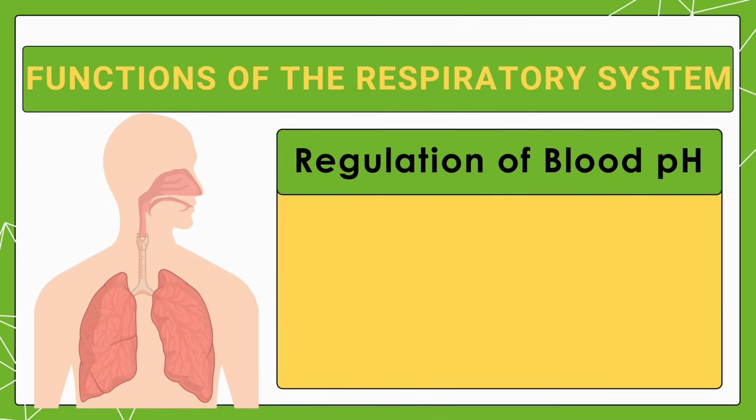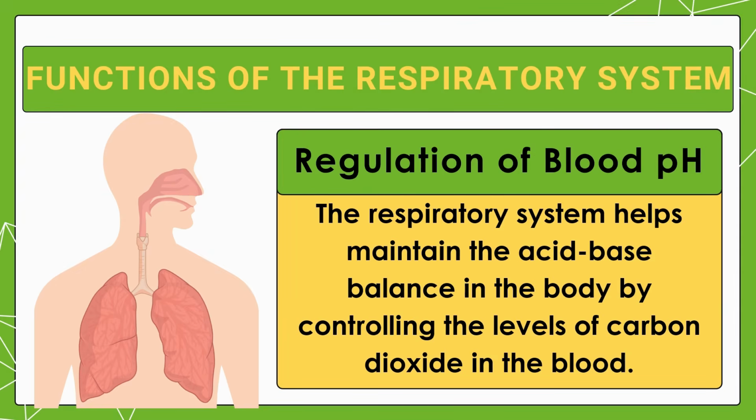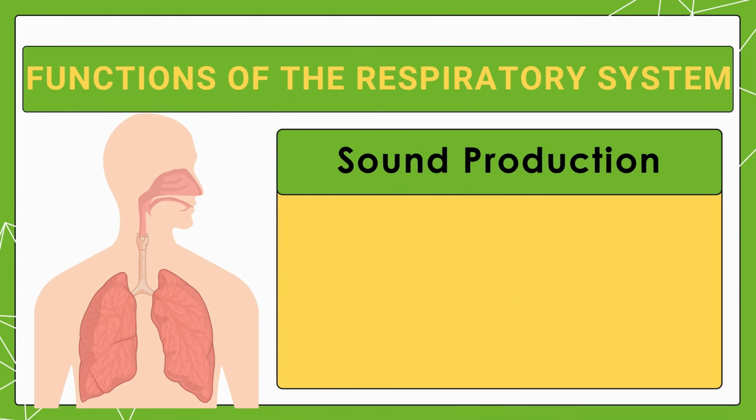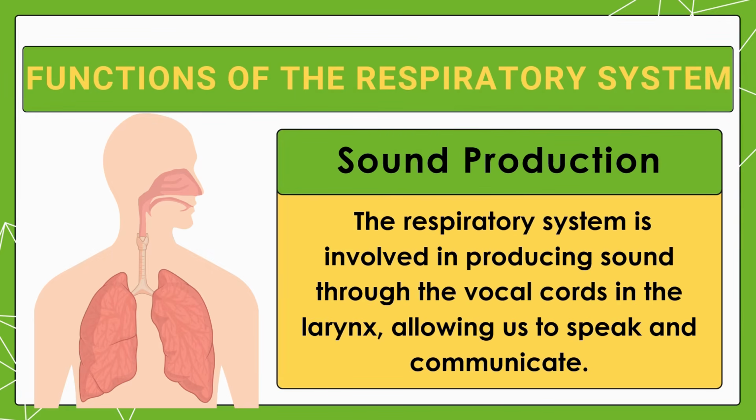Third is the regulation of blood pH. The respiratory system helps maintain the acid-base balance in the body by controlling the levels of carbon dioxide in the blood. Fourth is sound production. The respiratory system is involved in producing sound through the vocal cords in the larynx, allowing us to speak and communicate.